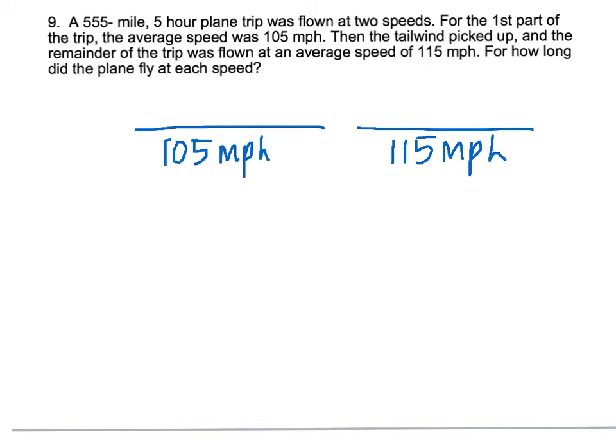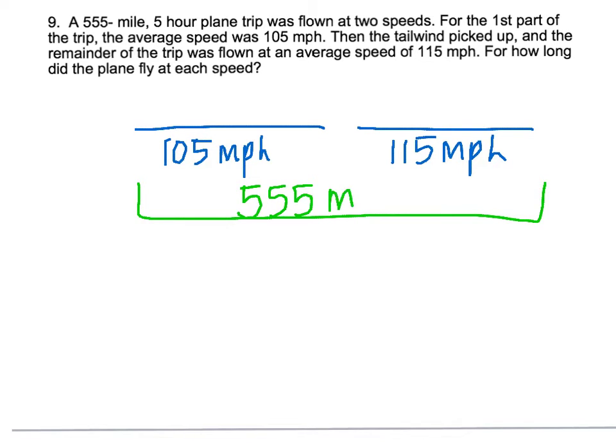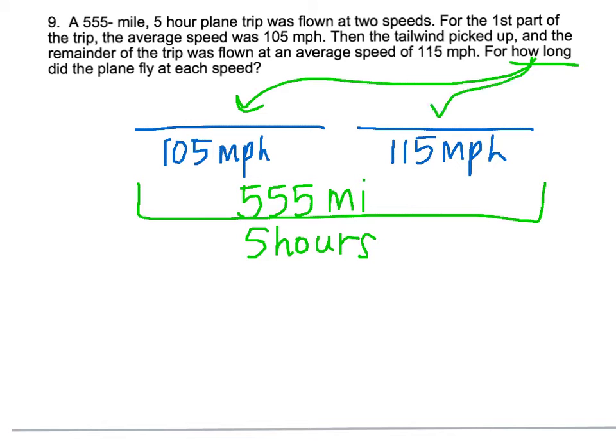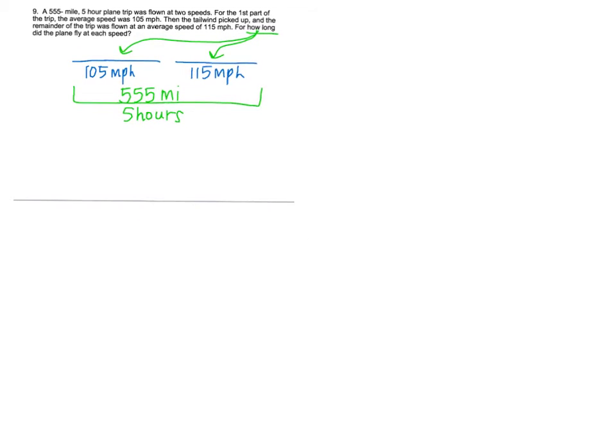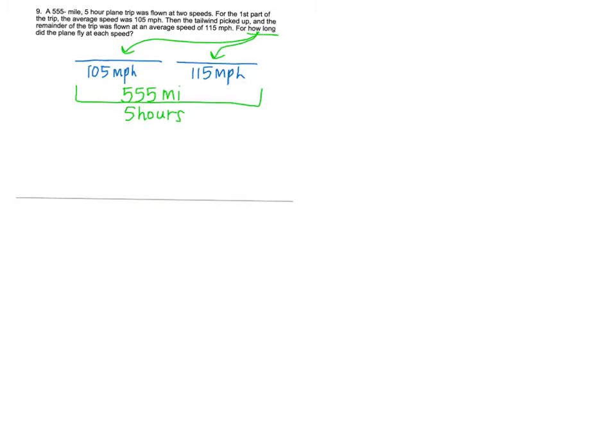The only other information we're given is some total trip data. We know that the whole thing is 555 miles, and it's going to take us 5 hours. So that's what we can pull from the problem. What we're looking for is how long we're traveling, or what the time is for each of these trips, or each of the parts of the trip, excuse me. So if I slide this out of the way so we have plenty of room to do some work and still read that.